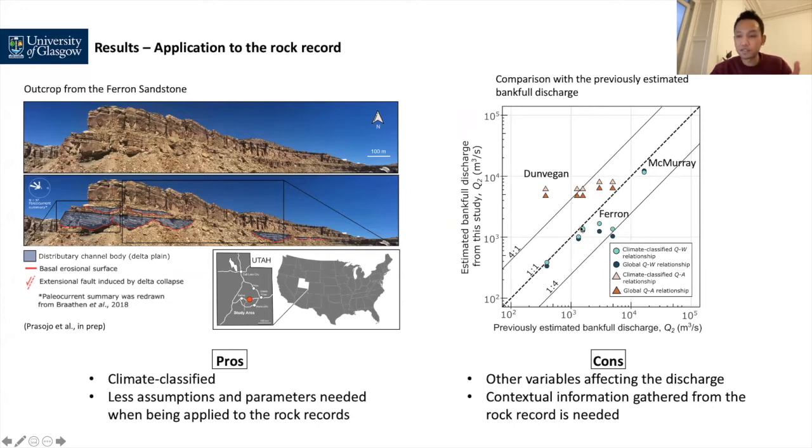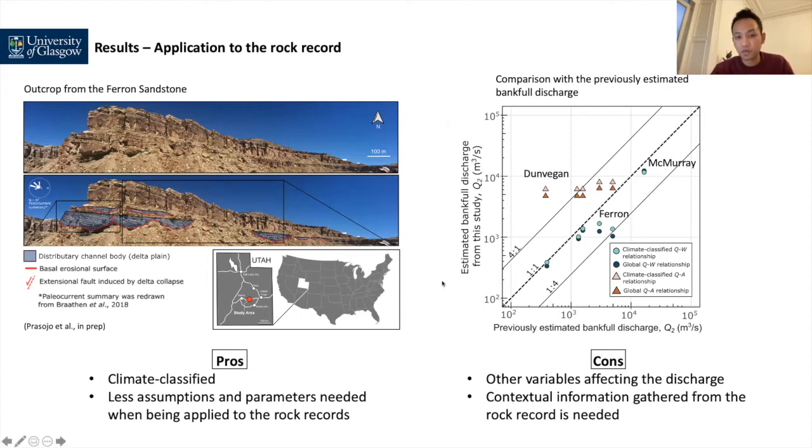But in this case, we use fewer parameters than other methods. The other methods basically use the fulcrum trunk-based method to estimate the paleo discharge value of the deltaic deposit. The process of using these equations is already climate classified, and there are fewer assumptions and parameters needed when being applied to the rock records. You can try to measure the channel width from the rock record and get the paleo discharge almost directly.